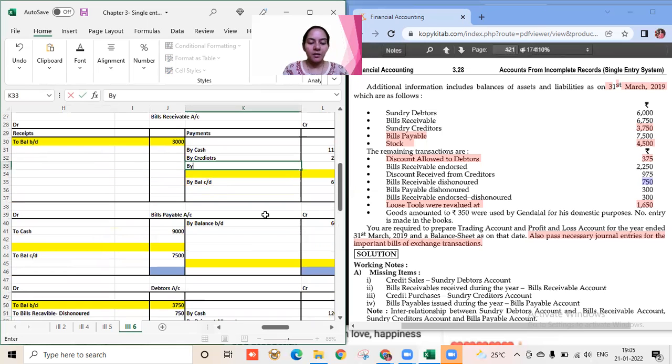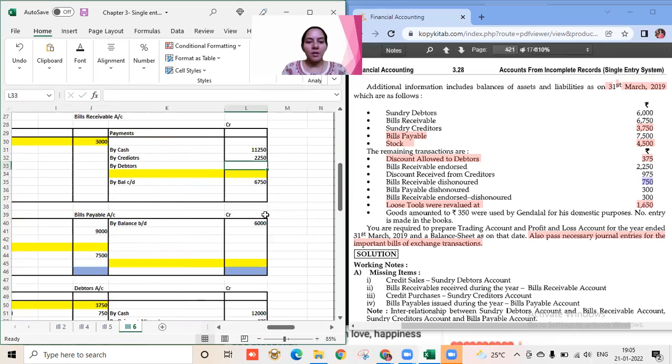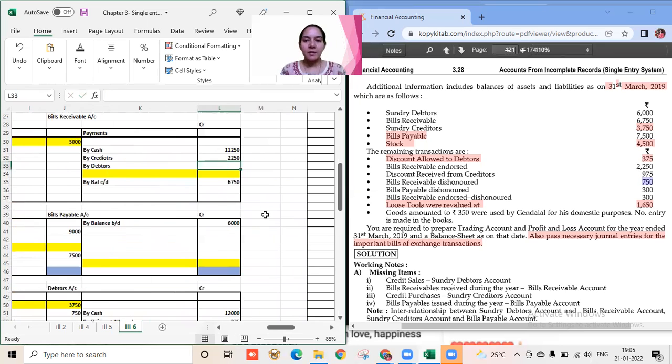By debtors. Put it to the credit side, by debtors. That is 750. Again, you have to write down here dishonor. Okay. Done. Let's write down the next one.